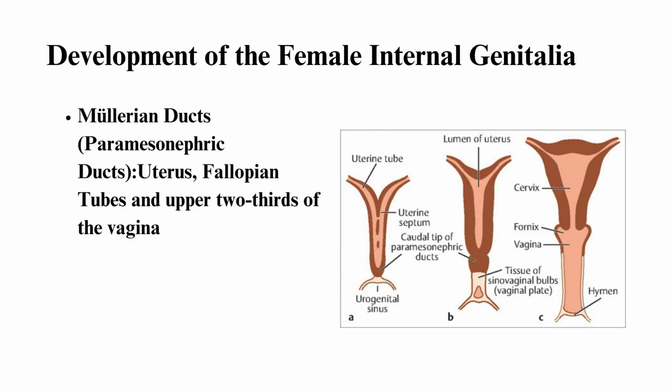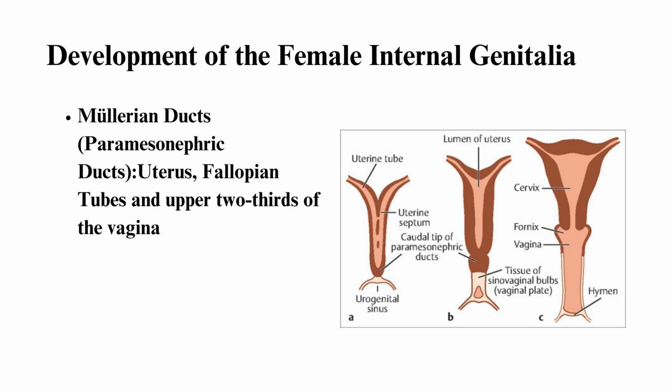Second, development of the female internal genitalia. The female internal genitalia develop from the mesonephric ducts, also called Wolffian ducts, and the paramesonephric ducts, also called Mullerian ducts. These ducts are initially present in both male and female embryos.